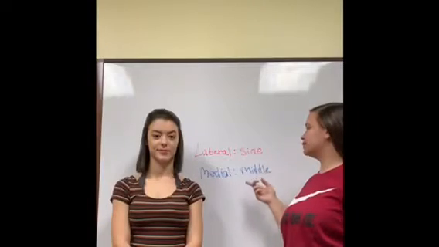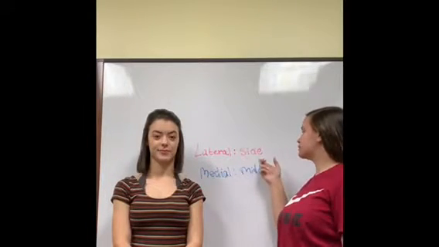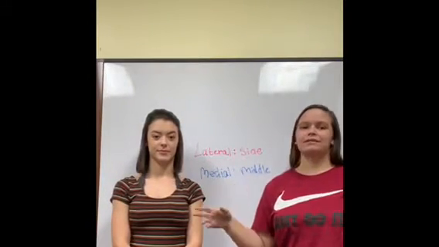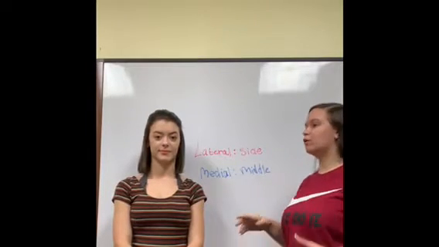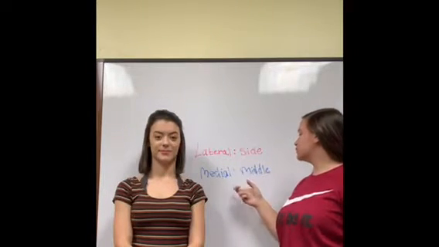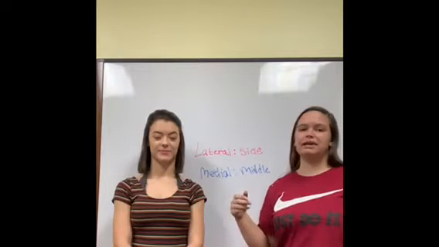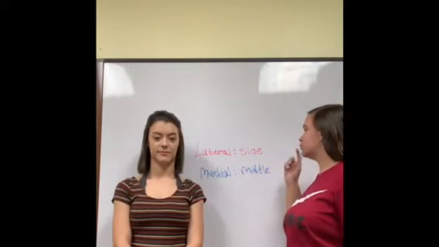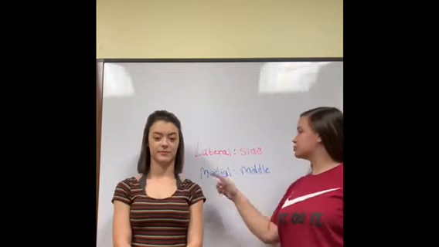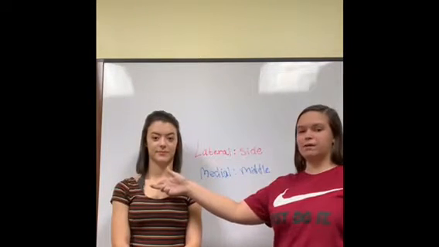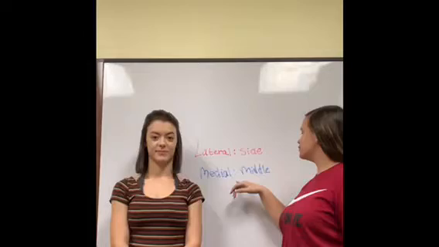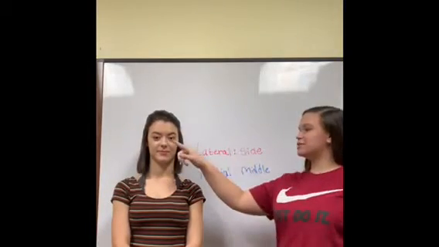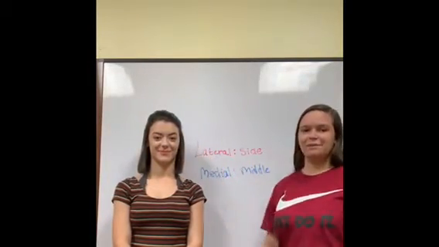Next we have lateral and medial. For lateral, we wrote side. This is meaning anything to the side of your midline or farther out from your midline. Medial means middle, which would mean anything towards the middle or closer to the middle of your midline. So an example of lateral would be your shoulder is lateral to your chest bone. An example of medial would be your nose is medial to your eyes.